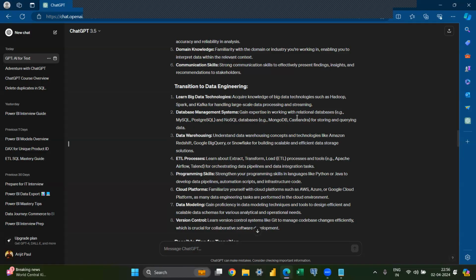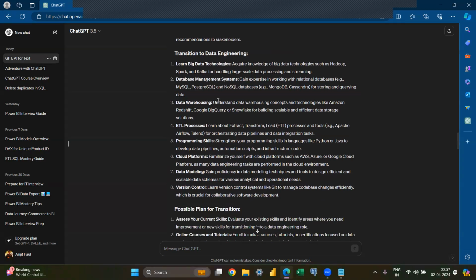So, after this, they have data warehousing, where you understand data warehousing concepts and technologies like Amazon Redshift, Google BigQuery, or Snowflake for building scalable and efficient data storage solutions. ETL process, programming skills, cloud platforms. Familiarize yourself with cloud platforms such as AWS, Azure, or Google Cloud Platform, as many data engineering tasks are performed in the cloud environment.